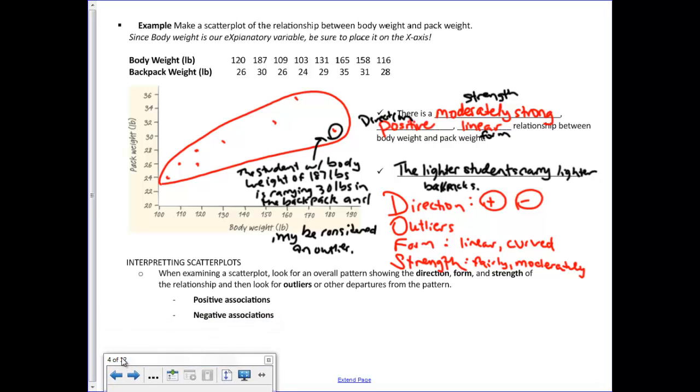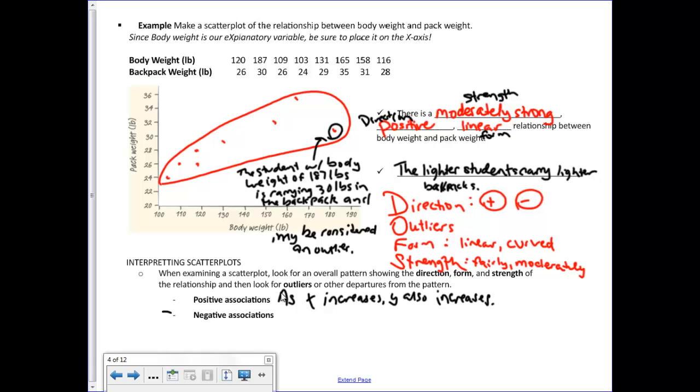So just real quick, sometimes on the next page you'll hear things referred to as positive associations and negative associations. I'd say this is a positive association. The direction is positive. And what happens is as X increases, our Y's are increasing as well. So for a positive association, we could say as X increases, Y also increases.